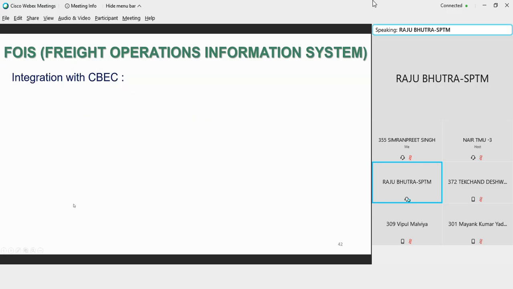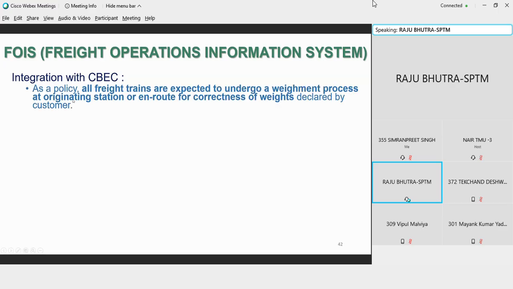Now, integration with CBEC. As a policy, all freight trains are expected to undergo weighment at the originating station or en route for correctness of weights declared by the customer. So all the freight trains are required to undergo weighment, either at the originating station or somewhere en route wherever a weighbridge is available, to ensure that the weight mentioned by the consignor is correct.